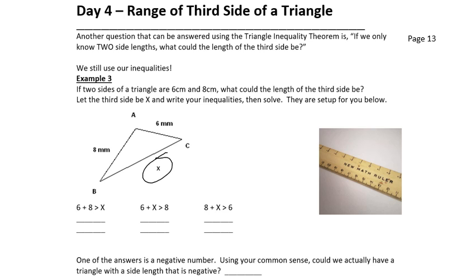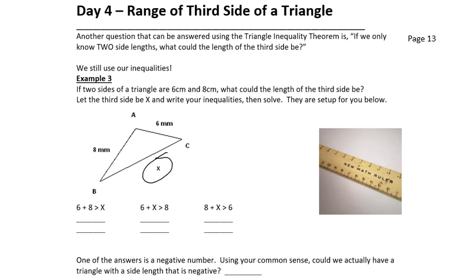Two sides, when added together, must be bigger than the third side. So 6 plus 8, that's two sides. They have to be bigger than the third side. 6 plus x, that's two sides. It has to be bigger than the third side, 8. And 8 plus x, that's two sides. Have to be bigger than the third side, which is 6.